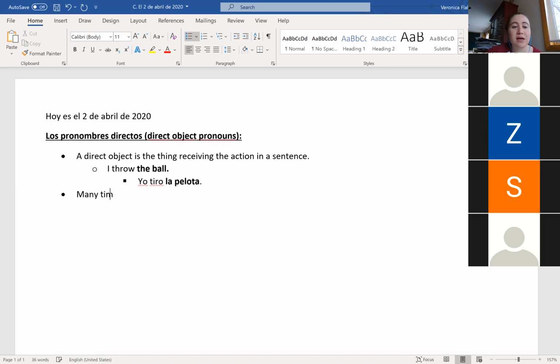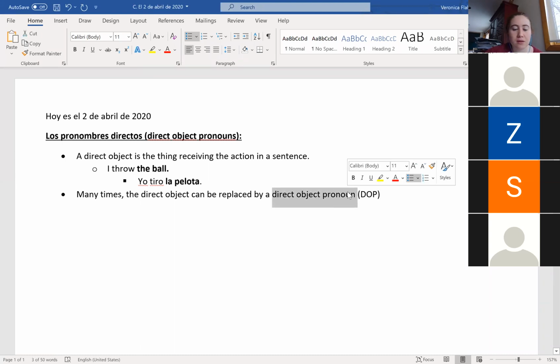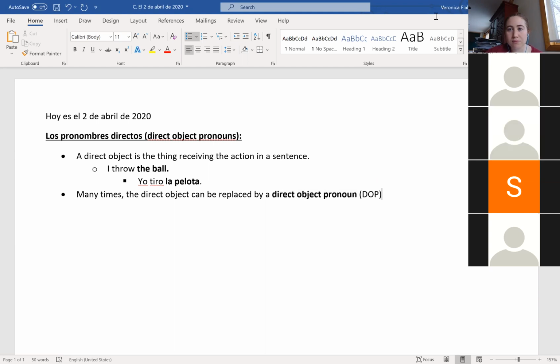So many times, the direct object can be replaced by a direct object pronoun. And I'm going to abbreviate that as DOP probably in all of the notes. Okay? Direct object pronoun. So the point of direct object pronouns is to make sentences or statements less repetitive.